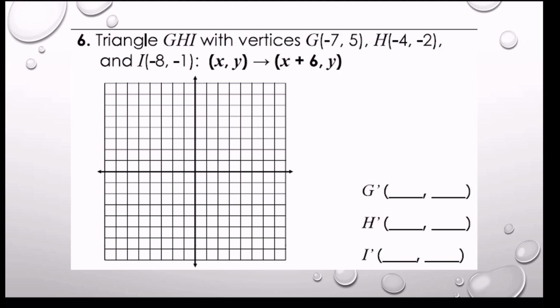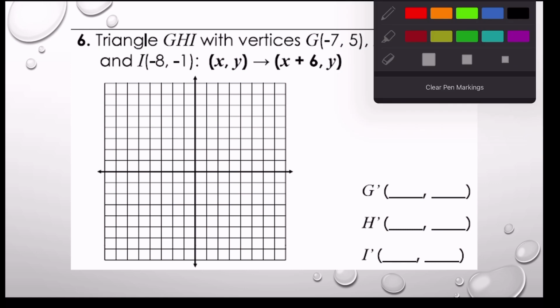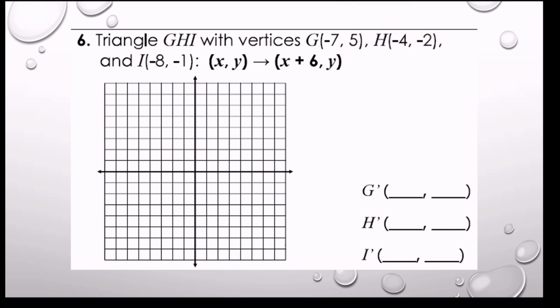So we need to first plot my ordered pairs. Okay? So let's plot G. I'm going to go left 7, up 5, and put a G. This is my pre-image I'm making. Then I'm going to go left 4 and down 2. Finally, I'm going to go left 8 and down 1. I have now graphed, or sketched, I should say, my pre-image, okay?